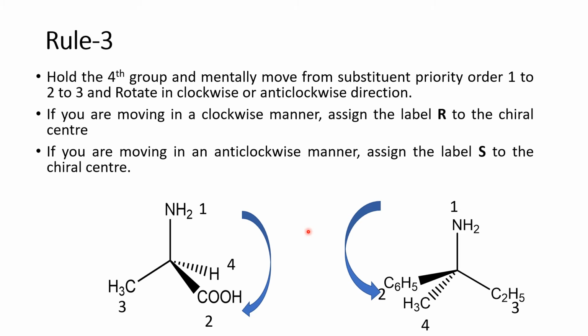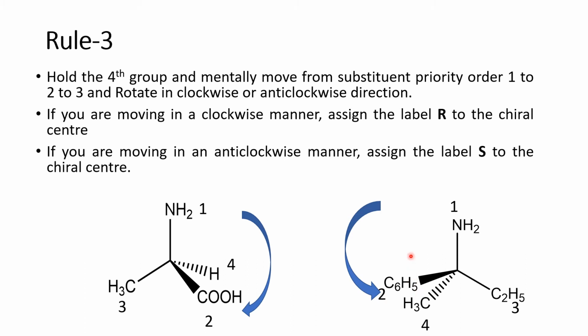The first one is, first of all, you have to assign the priority order according to their atomic number. Second, you have to place this fourth group away from the viewer. And third rule is, by holding this fourth group, you move from 1 to 2, 2 to 3. If it is a clockwise direction, assign it as R. If it is anti-clockwise direction, assign it as S. So this is what the rule states.